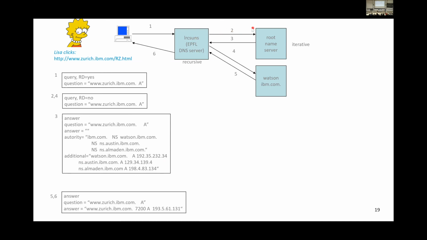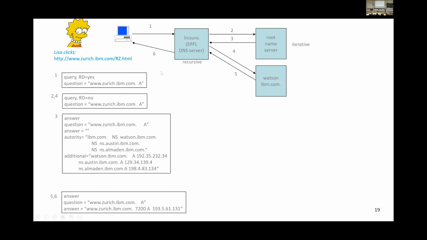So my DNS server here will send the same query to a root DNS server, and the root DNS server will give a reply, which will not be the final address, but will be an NS record. NS is for the name servers. It will give me the names, which are useless, and the IP addresses, which are useful, of three DNS servers of IBM.